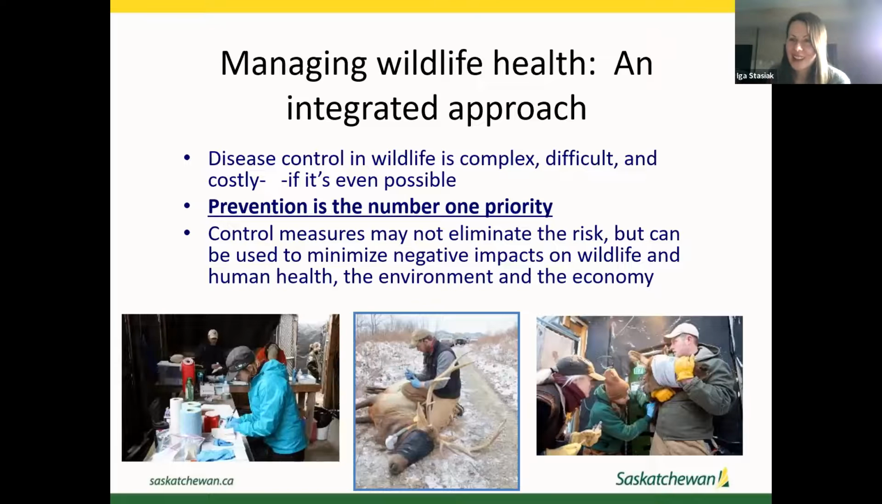So as far as managing wildlife health, it does take an integrated approach. It's obviously often very complex and difficult, and can be very costly, if even possible. For that reason, prevention is often our number one priority, although unfortunately, we need to shift in that direction. We're not always there early enough to be able to do that. And obviously, as we've seen with the emergence of infectious disease, there's a lot of issues globally that need to be addressed. So we need to do that incrementally, right? One little bit at a time. We're not always going to be able to control or eliminate the risks, but we can try to minimize the negative impacts. And those are impacts to wildlife, to human health, to the environment. And so that's sort of where focus lies.